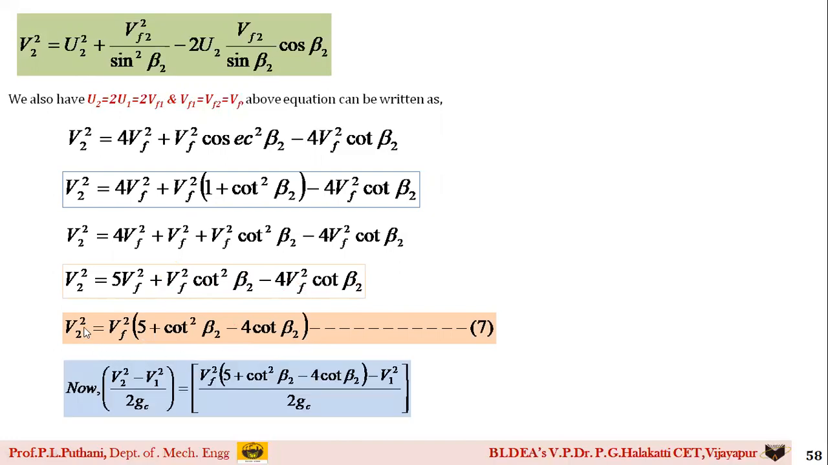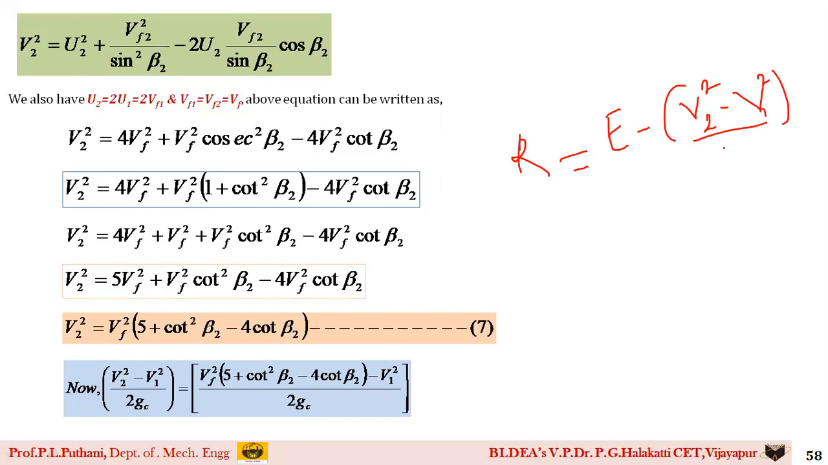So this is v2 square. In our equation of degree of reaction, what was our degree of reaction equation? R is equal to E minus (v2 square minus v1 square) divided by 2gc, the whole divided by E, right? Regarding this E, we have derived the energy transfer equation there itself.